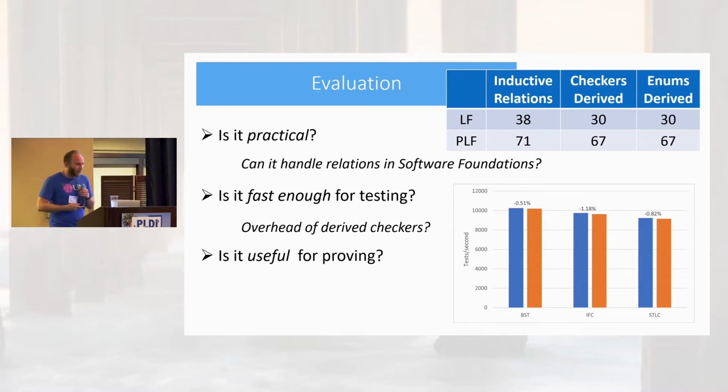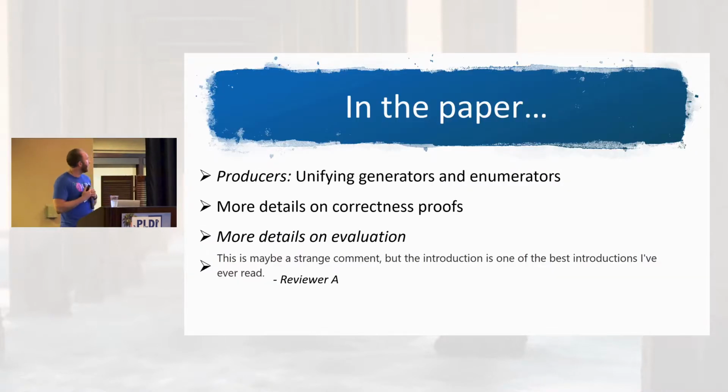So they're pretty efficient. And finally, in the paper, you can also find a case study on doing a proof by computational reflection, which shows how you can use our derived checkers to perform a proof and speed up the type checking time dramatically.